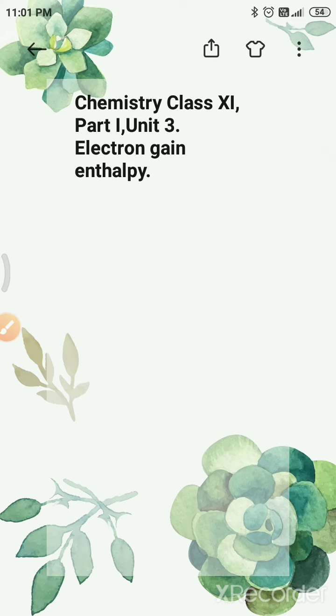We should also expect electron gain enthalpy to become less negative as we go down a group because the size of the atom increases and the added electron would be further from the nucleus. However, the electron gain enthalpy of oxygen or fluorine is less negative than that of the succeeding element.